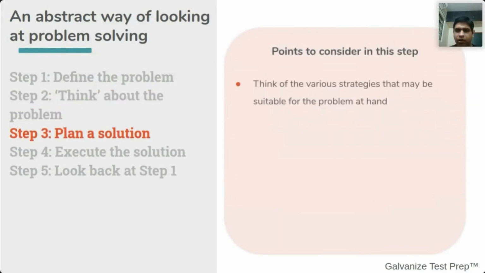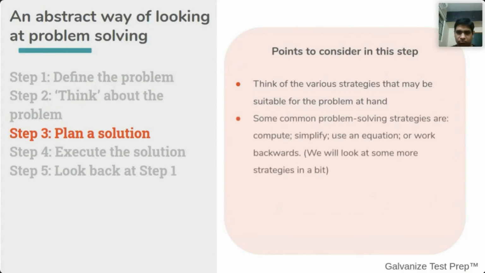Now, there could be multiple strategies for a given problem. There is no one single method to arrive at a particular answer. So there could be multiple strategies, right? You could compute, you could simplify, you could frame an equation, or sometimes you can work backwards by looking at the answer choices, right? So we will look at some of these strategies in a bit, okay, while we're solving those problems.